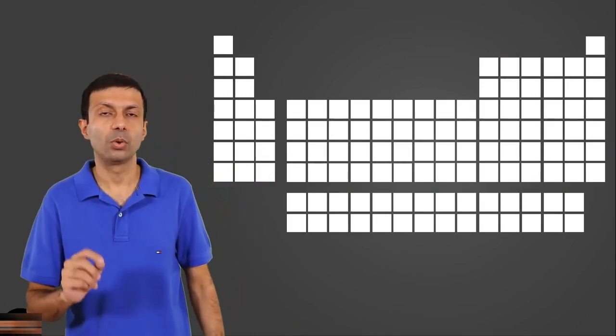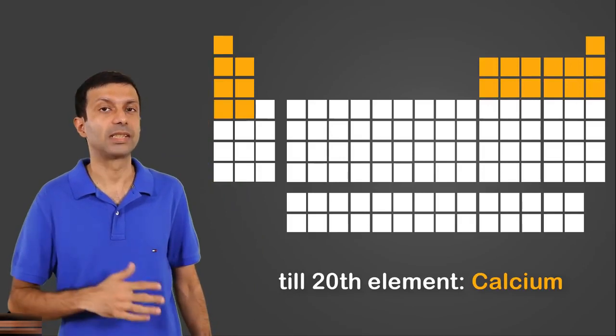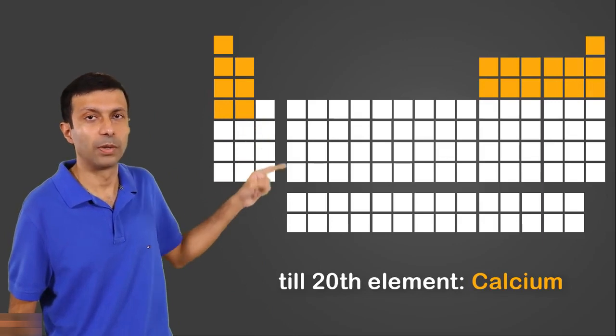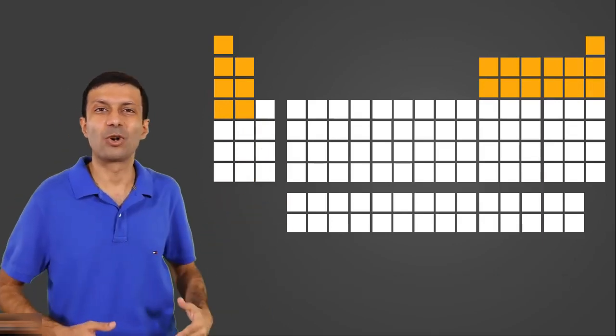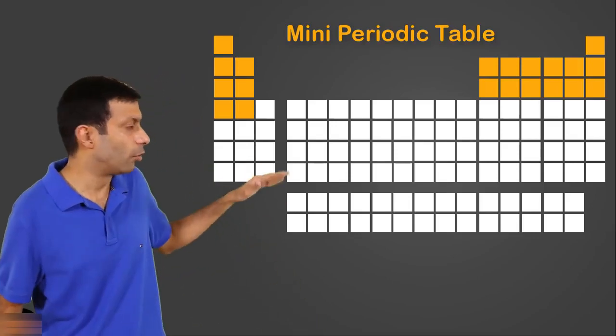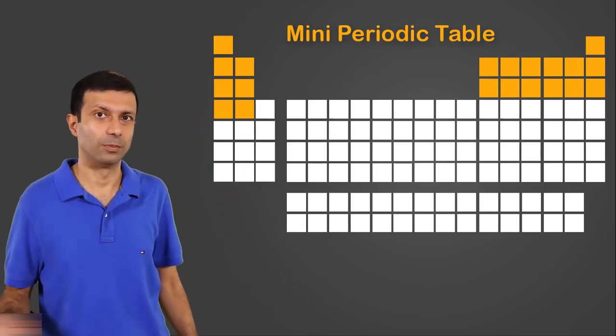Since our focus is only till the 20th element, which is calcium, we'll be looking only at the first 4 rows of the periodic table. Let's call this our mini periodic table. We'll talk about the lower rows later on in this video.